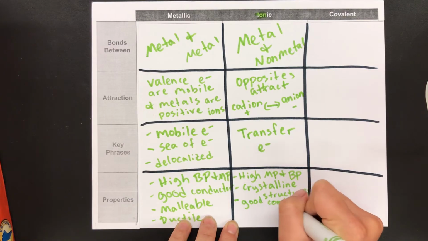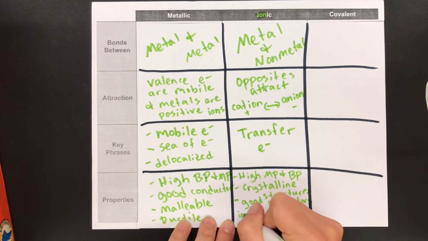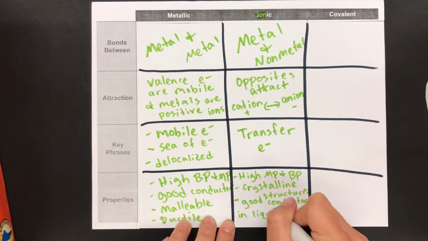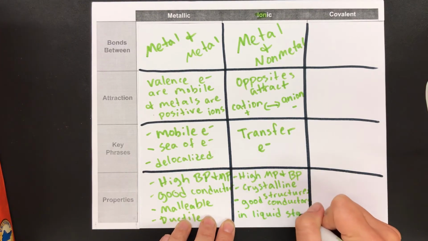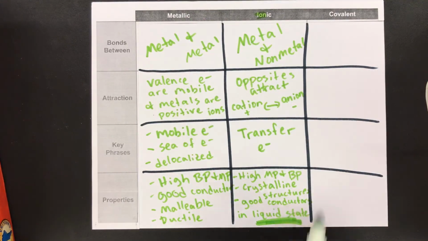but here's a catch thing here. They're only good conductors in liquid state, meaning they're either melted down or they're dissolved in water. So they're only good conductors in liquid state. Metals, good conductors always. Ionic, only in liquid state.